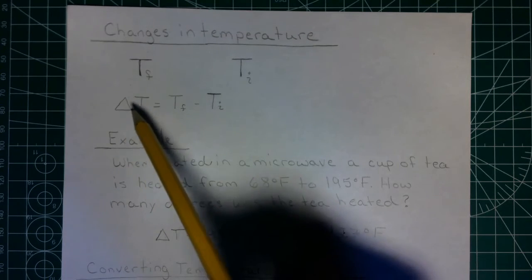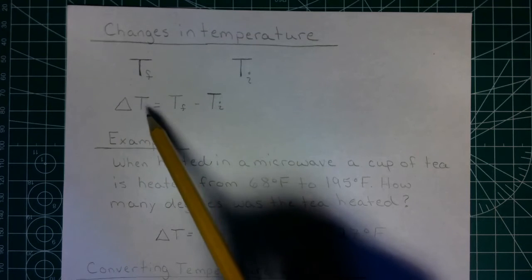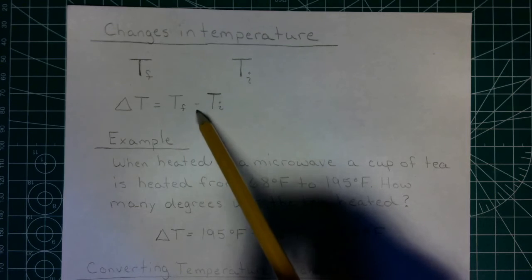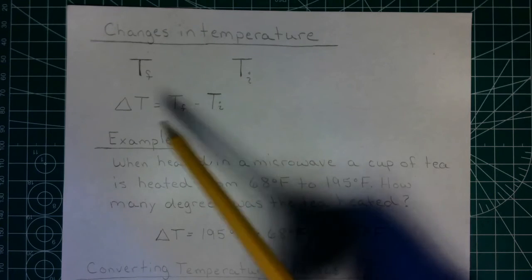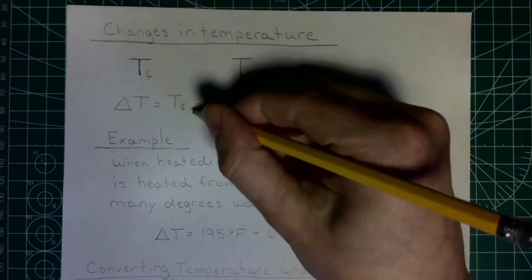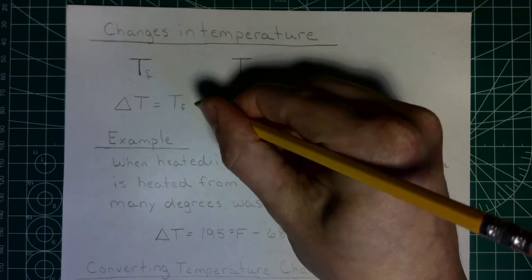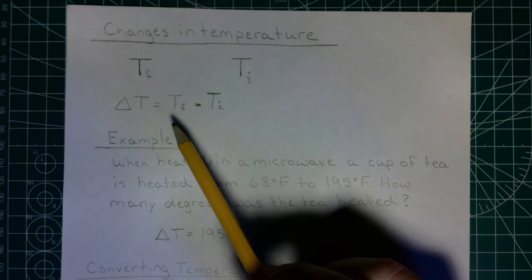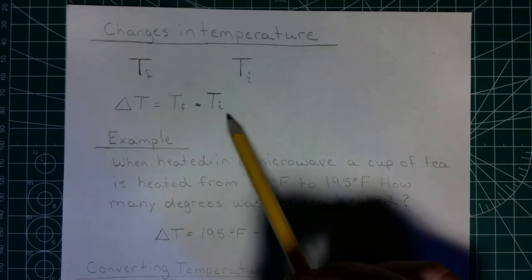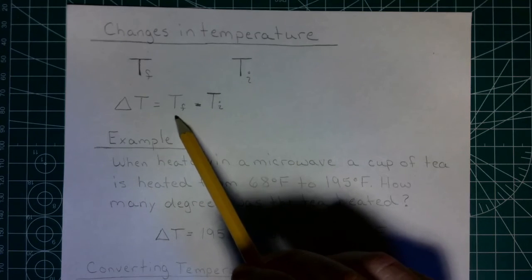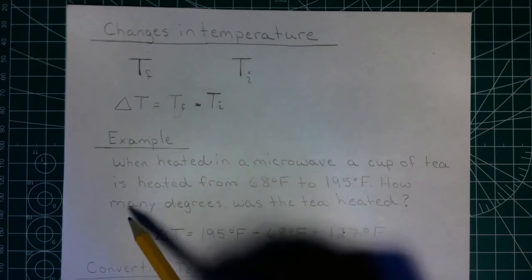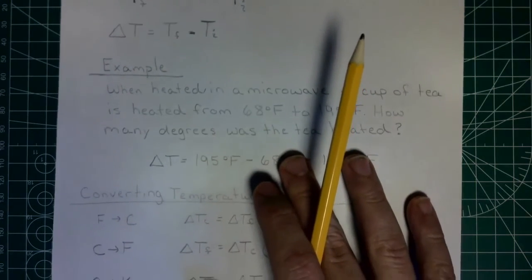So I have the change in temperature here, and that's going to equal the final temperature minus the initial temperature. And I will make that a little bit bolder so that you can see it. It's important to get this order correct: it's always the final temperature, where the system ended up, minus the initial temperature, where it started. So let's look at an example here.